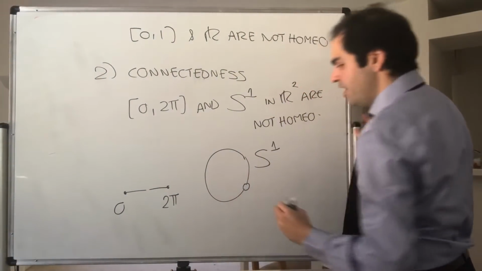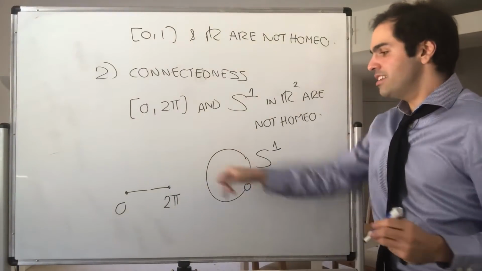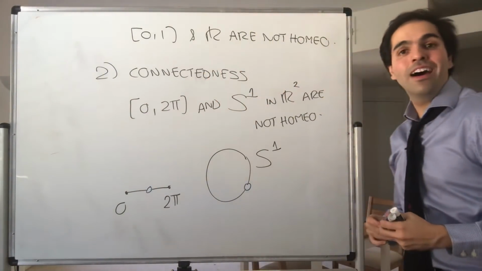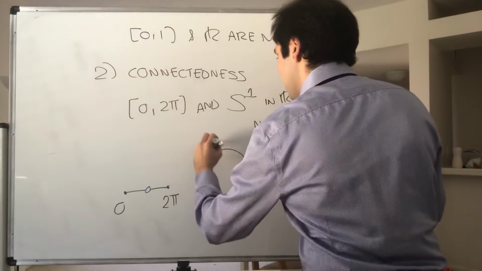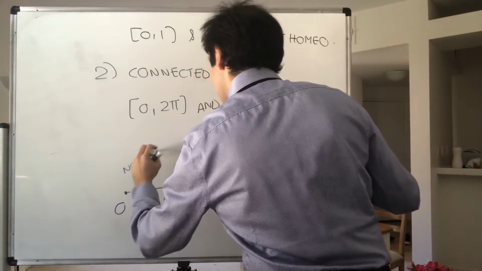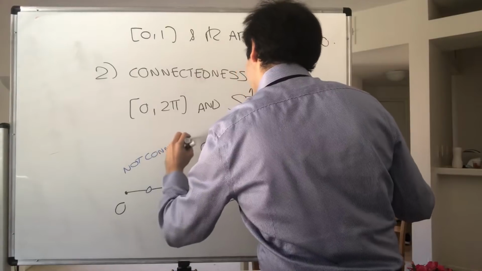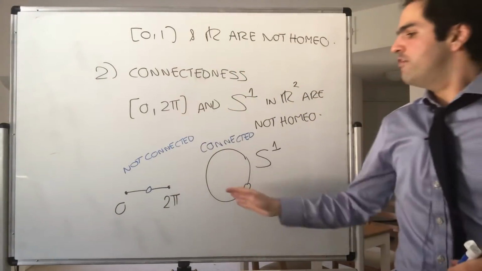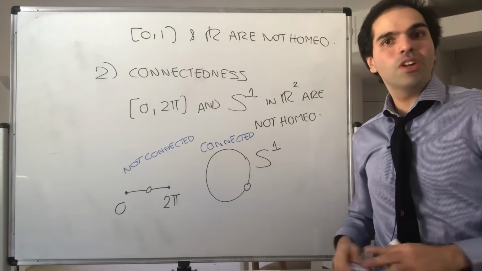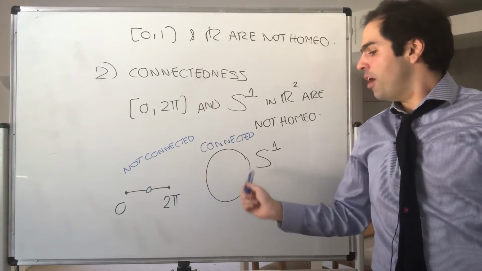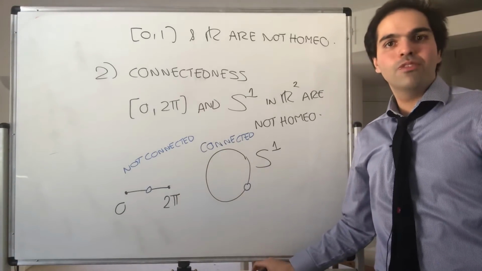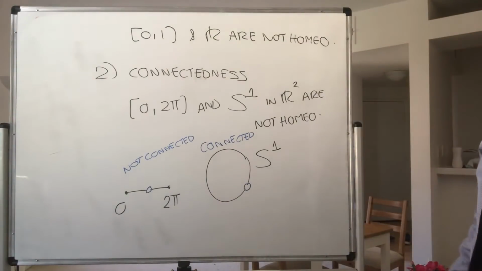But here's the thing. If you remove a point from S1, this is still connected. But if you remove a point from the interval 0, 2 pi, it's not connected anymore. Connected and not connected. So again, to reiterate, if both of those were homeomorphic, then removing a point would not destroy the homeomorphism, but the problem is here, this circle with a point removed is connected, but the interval with a point removed is not connected. So that's the issue.